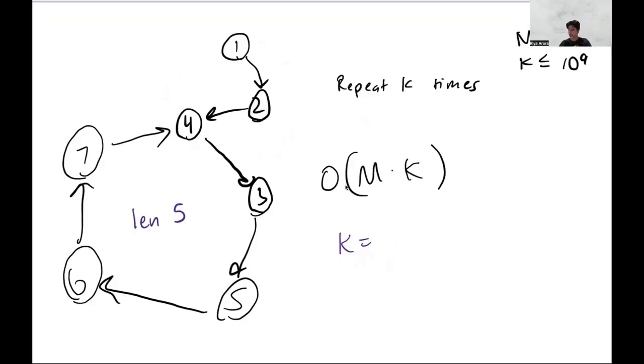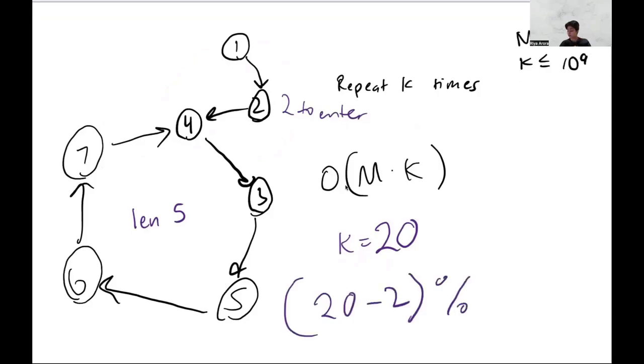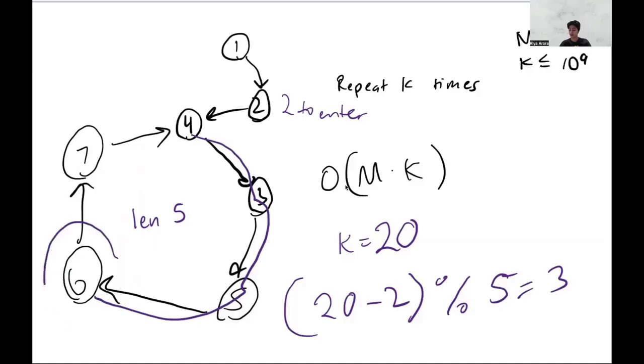What happens when k equals 20? Do we just do 20 mod 5? Well, that's not exactly right, because we first have to reach node 4. We first have to reach the cycle before we can do mod 5. So the entrance to the cycle is 2, 2 steps to enter the cycle. So we're going to do 20 minus 2 mod 5. So 18 mod 5 equals 3. So then we're going to be the third item on the cycle: 1, 2, 3, and we're going to be node 6. That's going to be our output. Any questions on this?